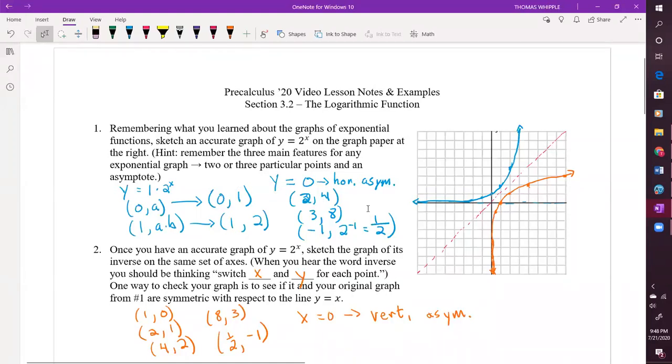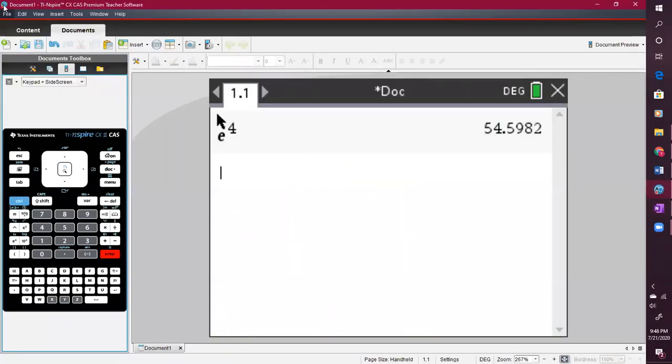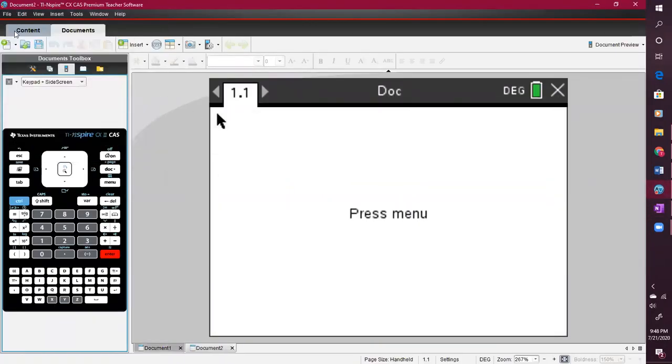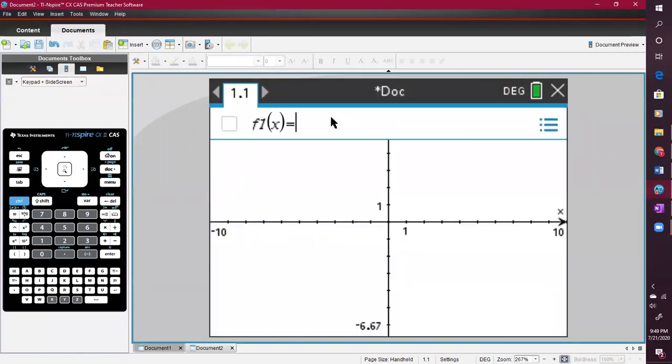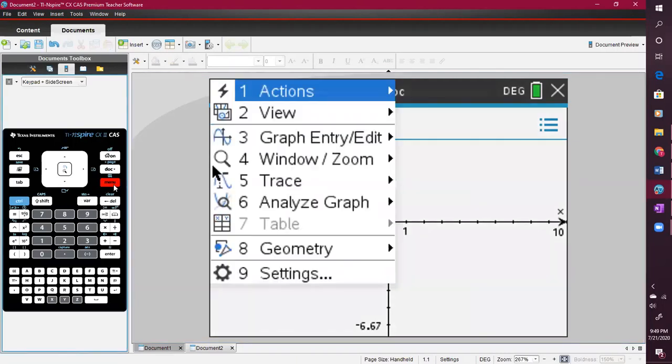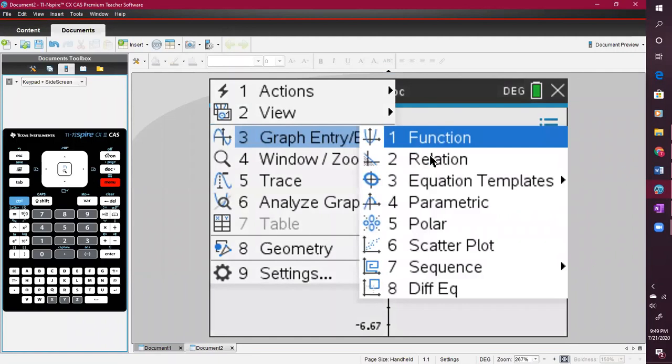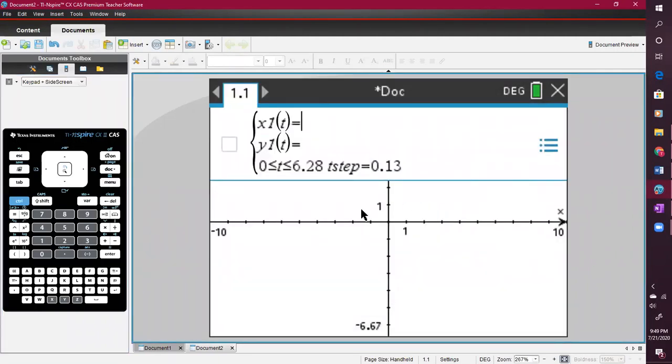All right, what I'd like to do now is check this out using the calculator. Let me open a new file, and we'll add graphs. Before we actually graph y equals 2 to the x, I'm going to change this up. You've seen me do this in class. I'm going to change the entry edit up into parametric. This is that mode where you can define the x and the y separately using a third variable, which is t.